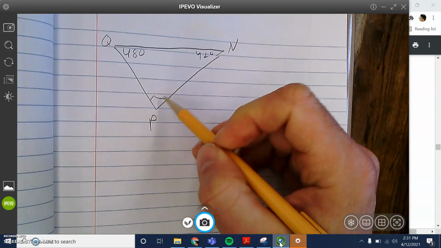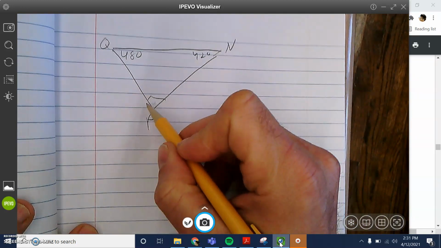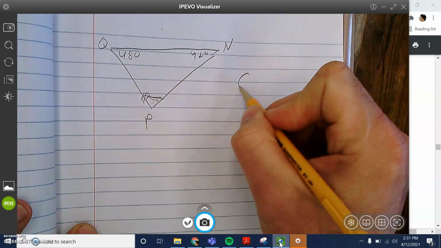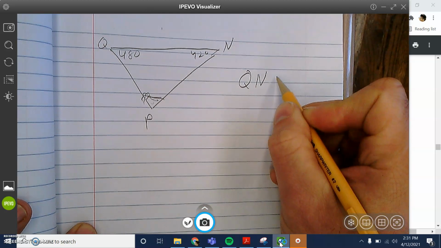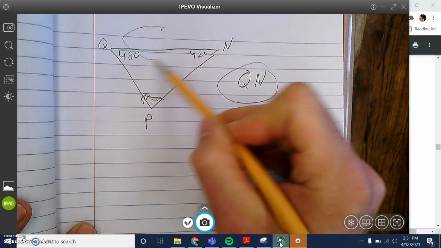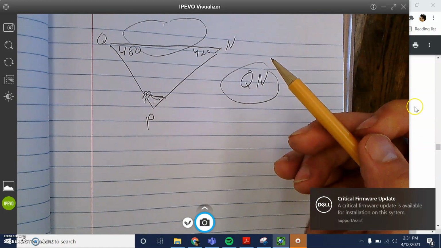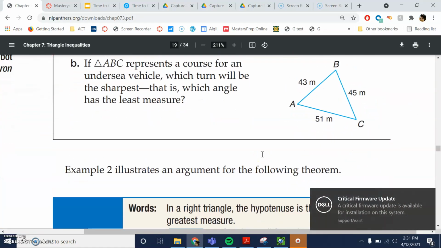We have this, which is going to be the 90-degree angle. So the side opposite is going to be the longest. That's QN is going to be the longest. Why? Because it's opposite the 90 degrees. Got it. There we go. Easy, right? Cool. Let's try this one.